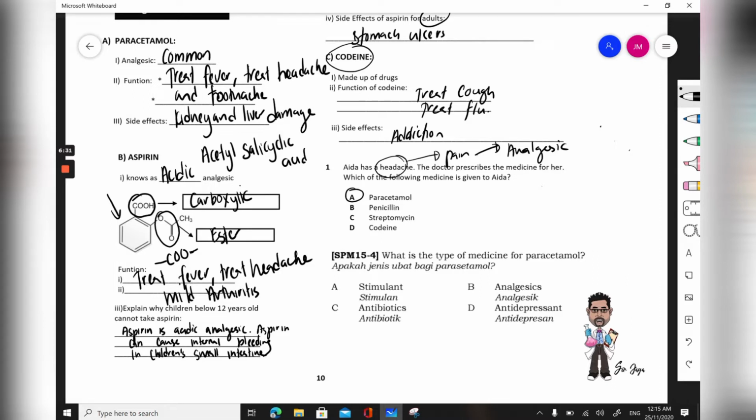Okay, I'll go for the second example of question. What type of medicine comes under paracetamol? Paracetamol is used to treat fever. Okay, it's also used to treat musculoskeletal pain. It comes under analgesic.